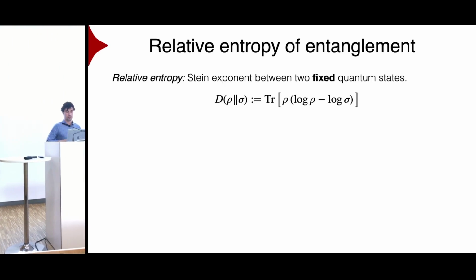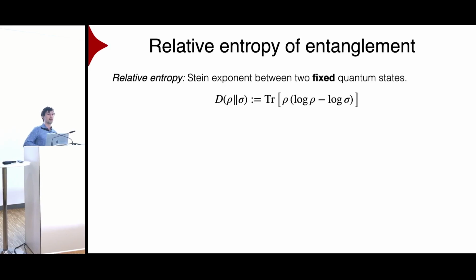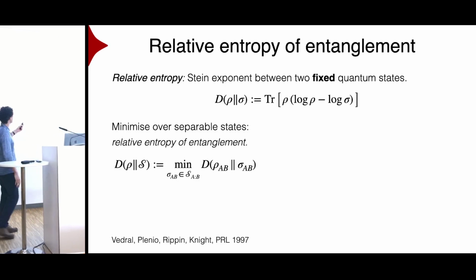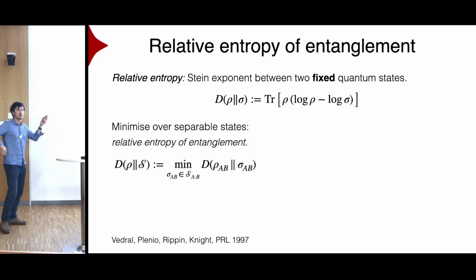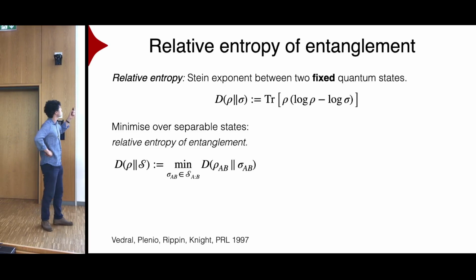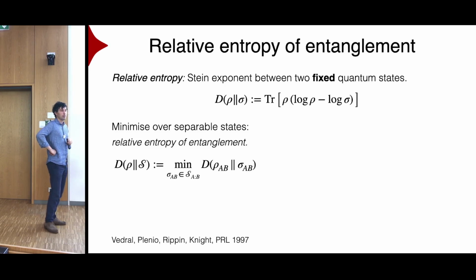The relative entropy, you all know, is the Stein exponent between any two fixed quantum states. In the IID scenario, Hiai and Petz showed that this is the correct Stein exponent. Since we are discriminating the state against all separable states, I could look for the worst case over separable states in the second argument and minimize the relative entropy. That's going to be my worst case Stein exponent.